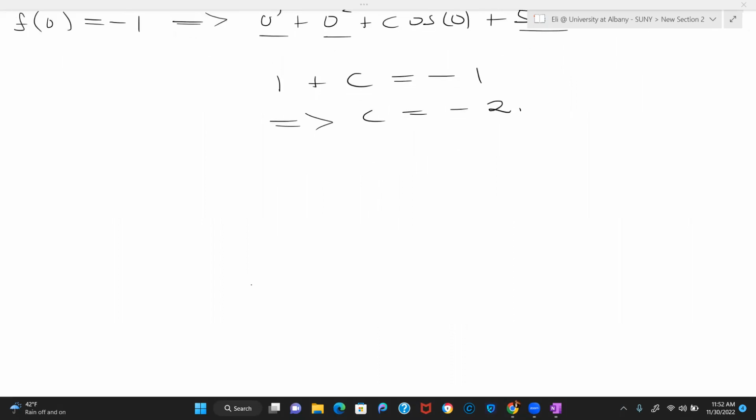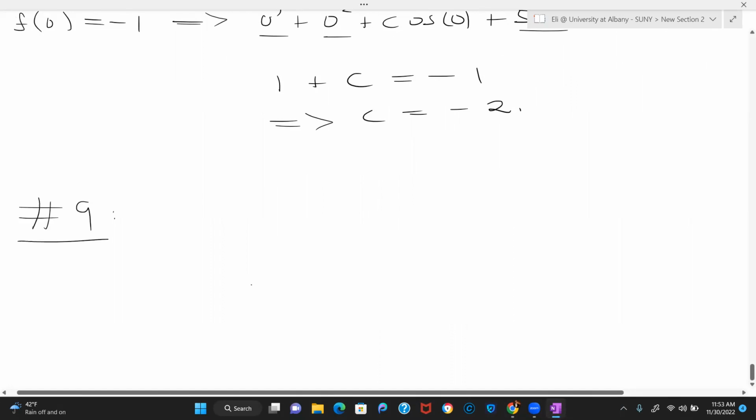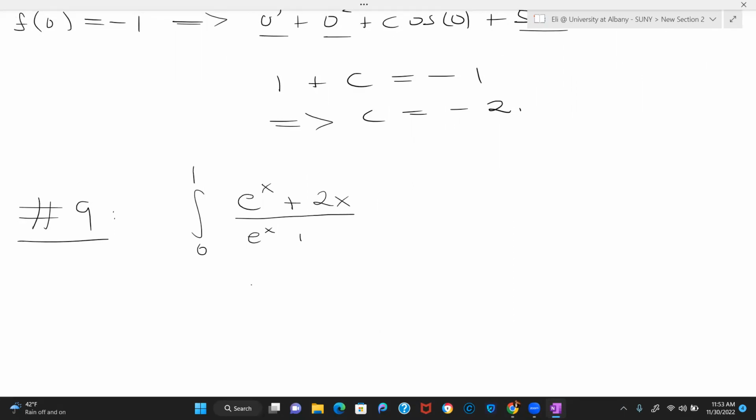And now we just have number 9. So we have this definite integral, and we want to compute it using u substitution.